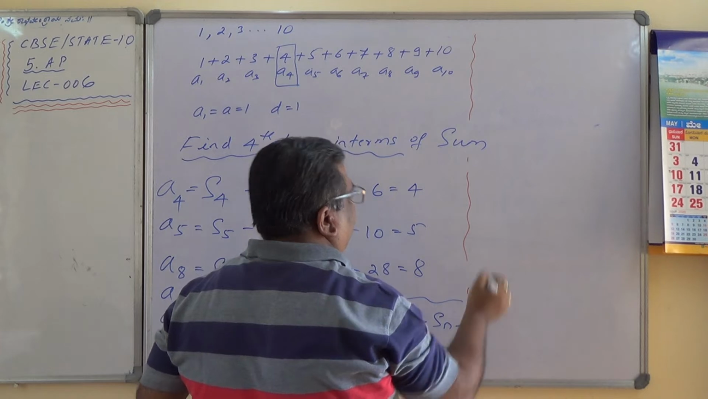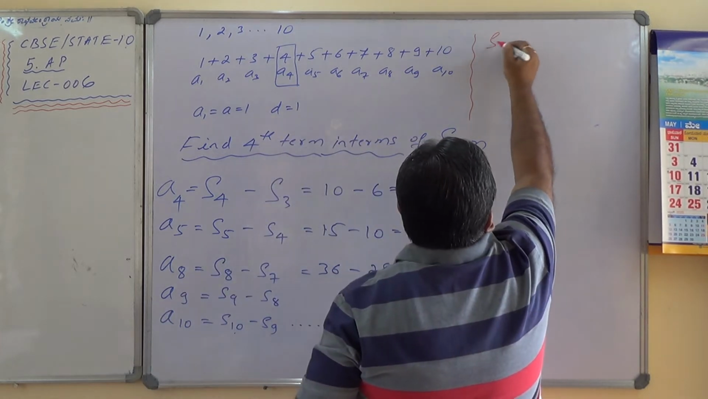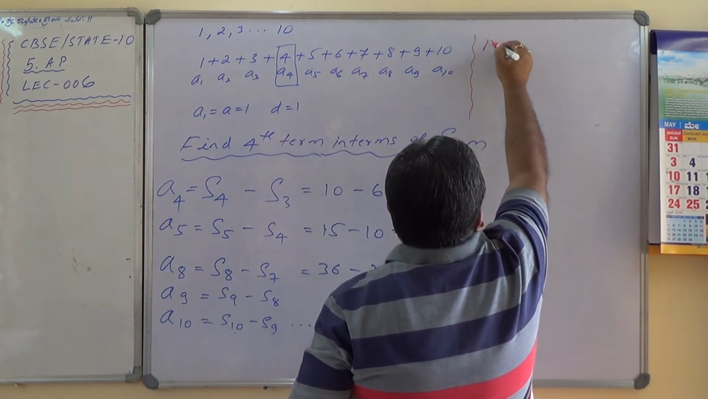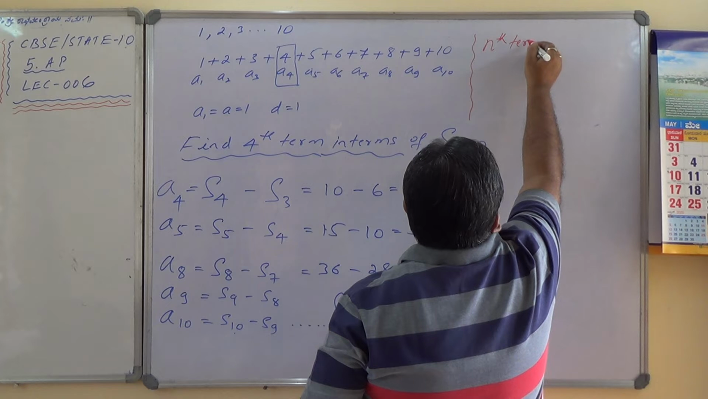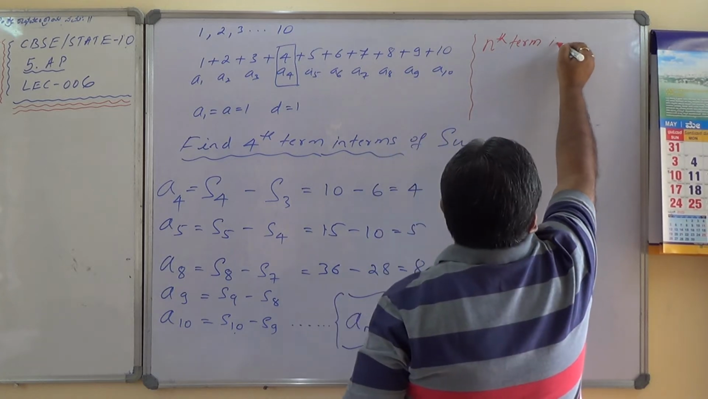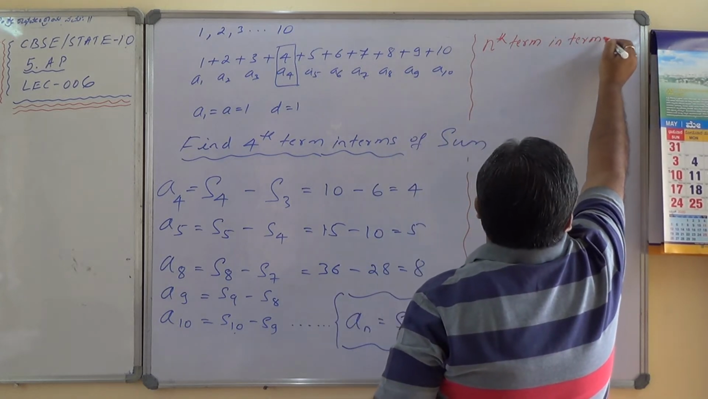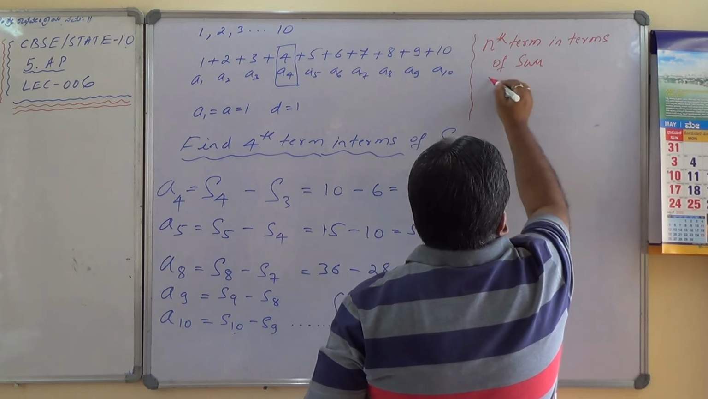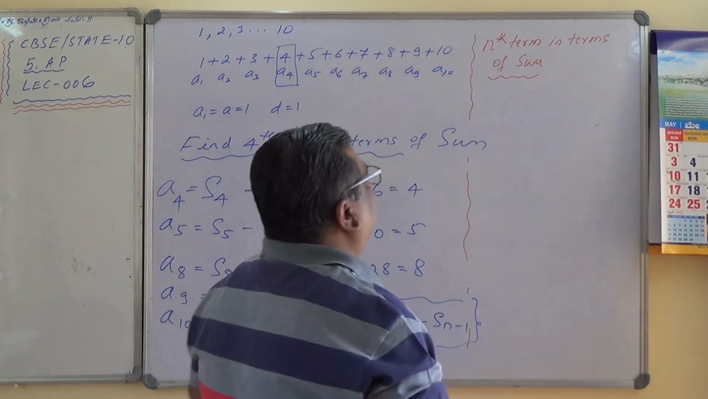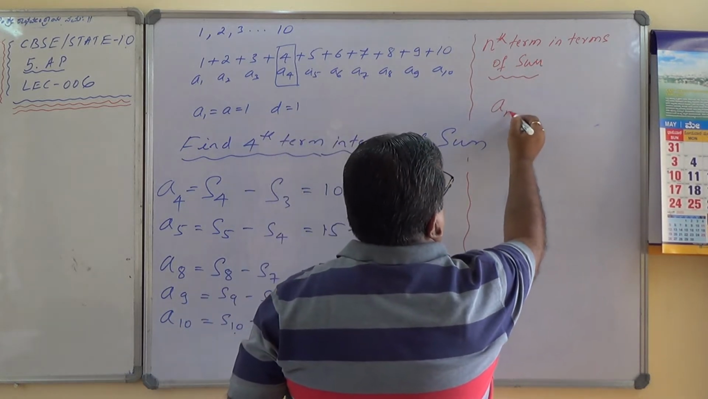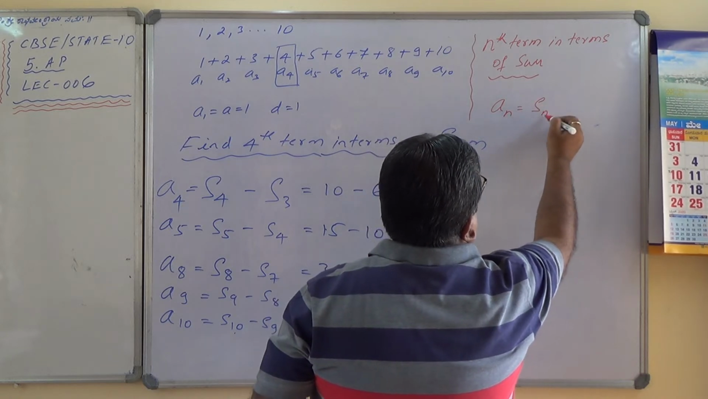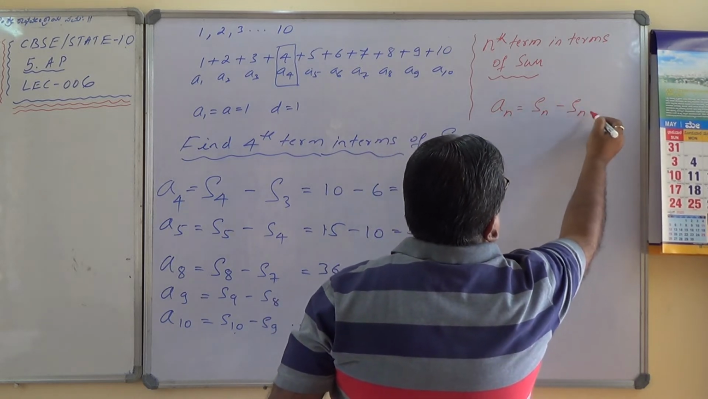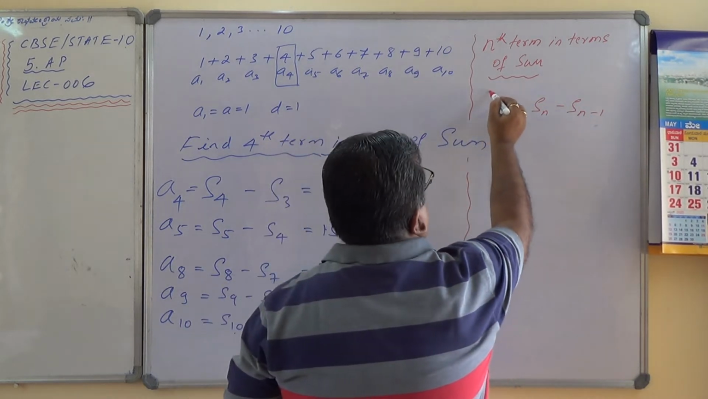Okay. What is that we wanted to write? So, nth term in terms of sum. An equals Sn minus Sn minus 1. Most important formula.